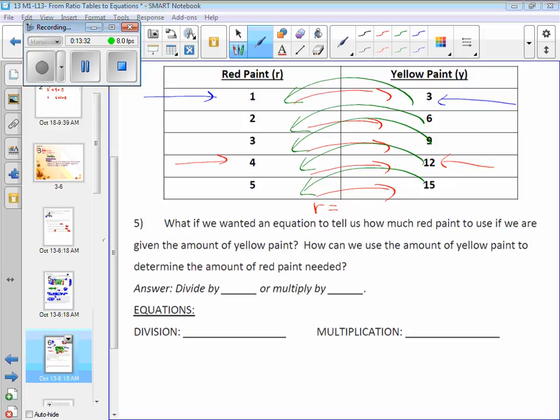What are the other two reciprocal operations? Shane? Addition and subtraction, right? They're reciprocal operations, opposites.